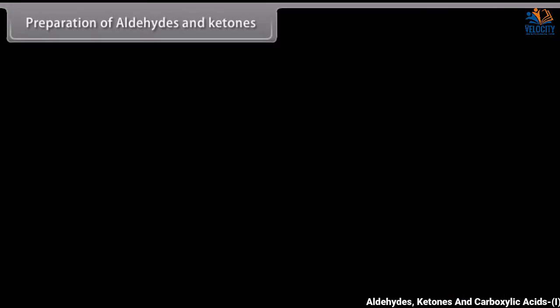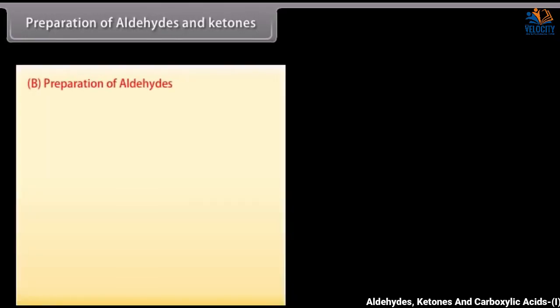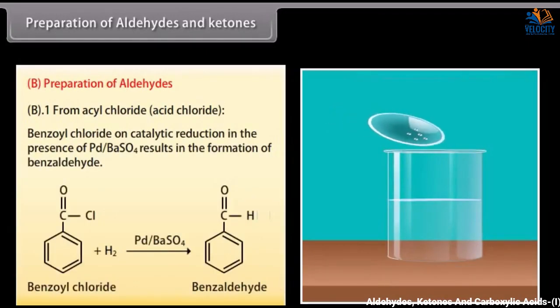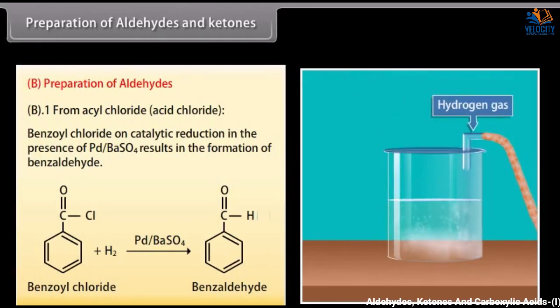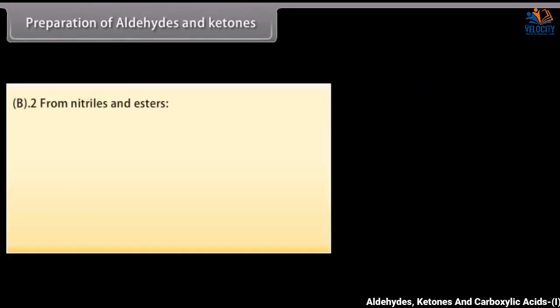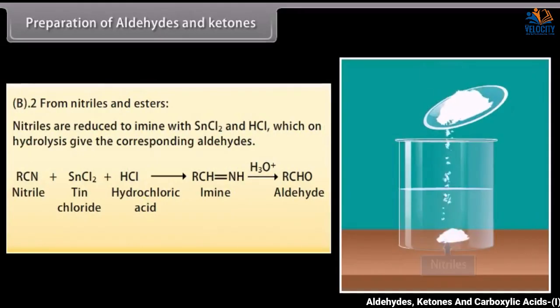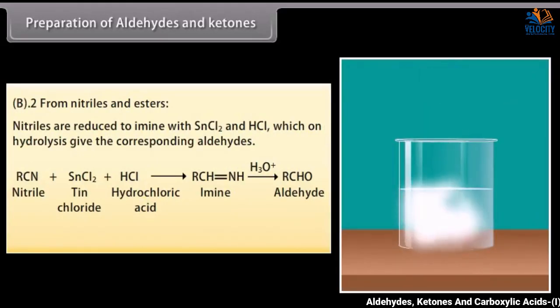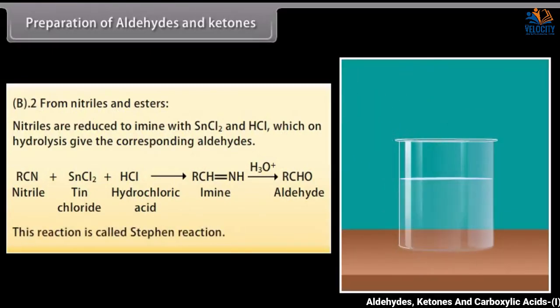Preparation of aldehydes and ketones. Preparation of aldehydes. From acyl chloride, acid chloride. Benzoyl chloride on catalytic reduction in the presence of palladium on barium sulfate results in the formation of benzaldehyde. From nitriles and esters. Nitriles are reduced to imine with tin chloride and hydrochloric acid, which on hydrolysis give the corresponding aldehydes. This reaction is called Stephen reaction.